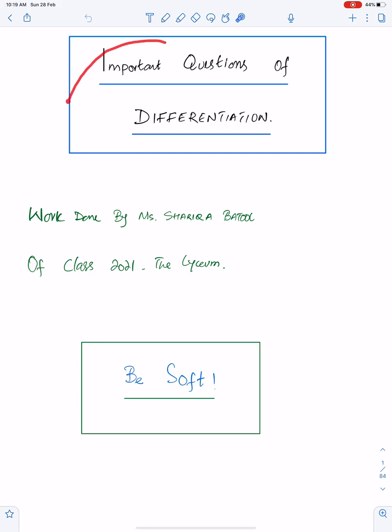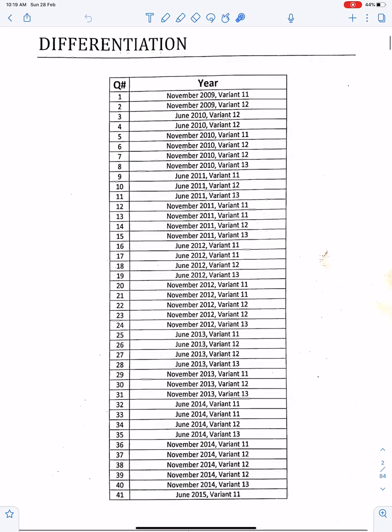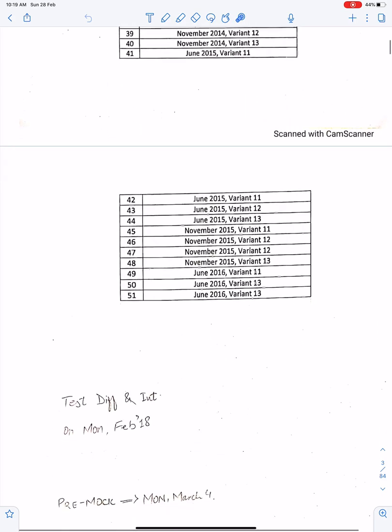The topic of this lecture is important questions of differentiation of P1. For this lecture, I am using the work of one of my best students, Ms. Sharika Batul of class 2021, the Lyceum. An important advice for me and for everyone: we should be soft to others. This is the index of this book. This one as well.